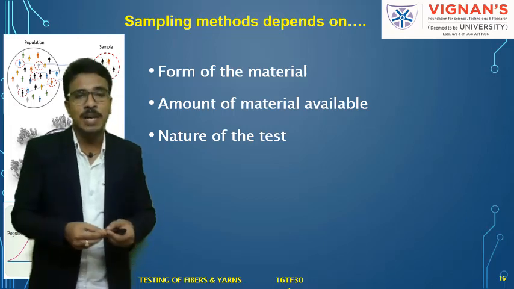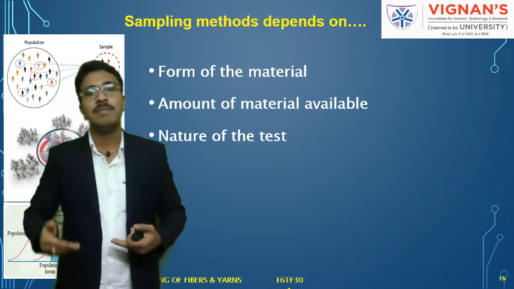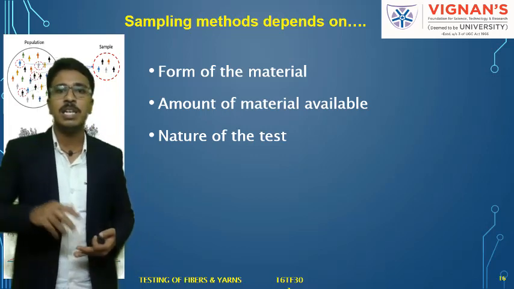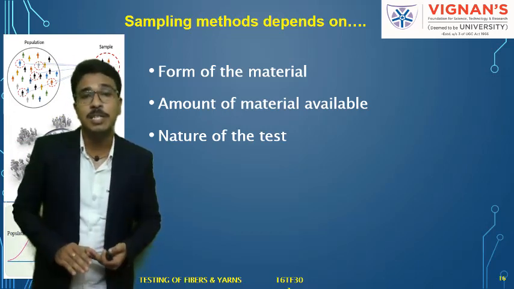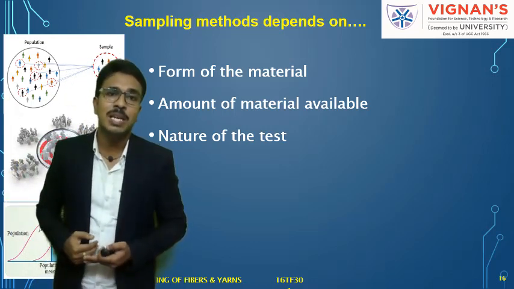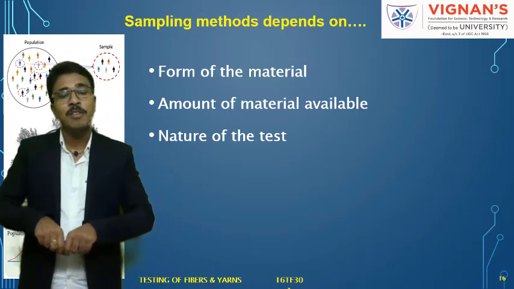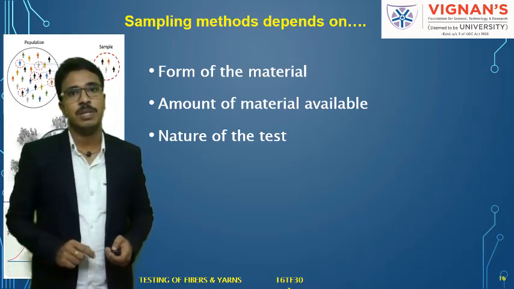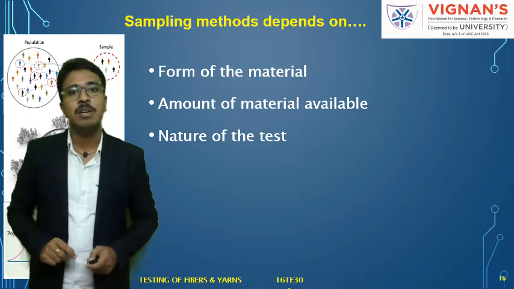That means whether the test is destructive or non-destructive. Suppose you are measuring fiber length and fiber fineness. These are non-destructive tests, which means after the testing we can use that material. Suppose you are measuring the fiber strength or the yarn strength; obviously the test is said to be a destructive test. That means after strength measurement you cannot use that material for the process. So depending upon whether it is destructive or non-destructive, the sampling method also varies.